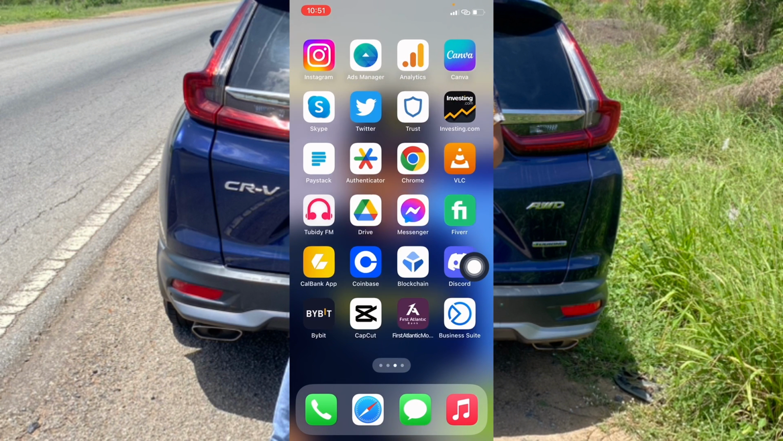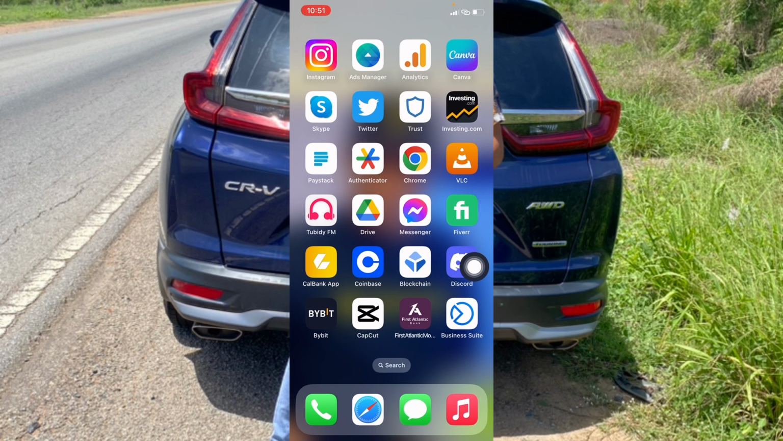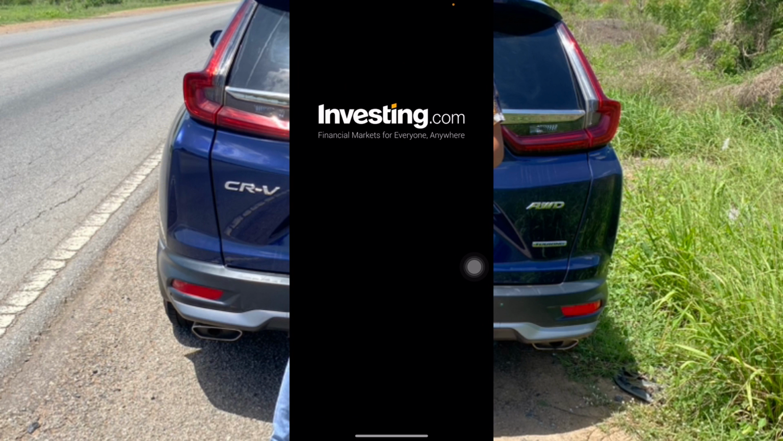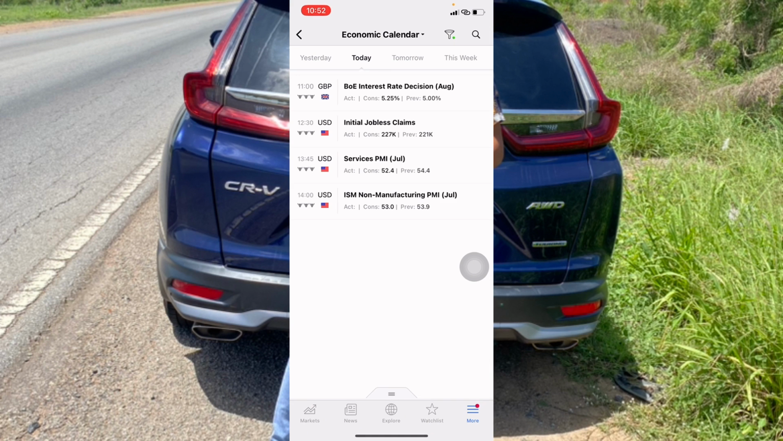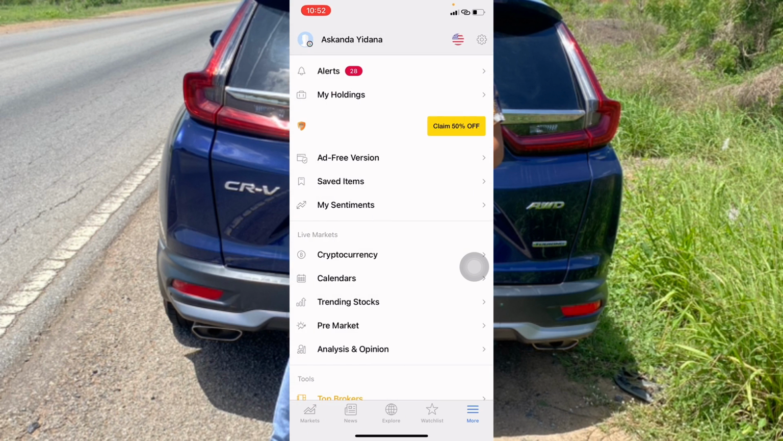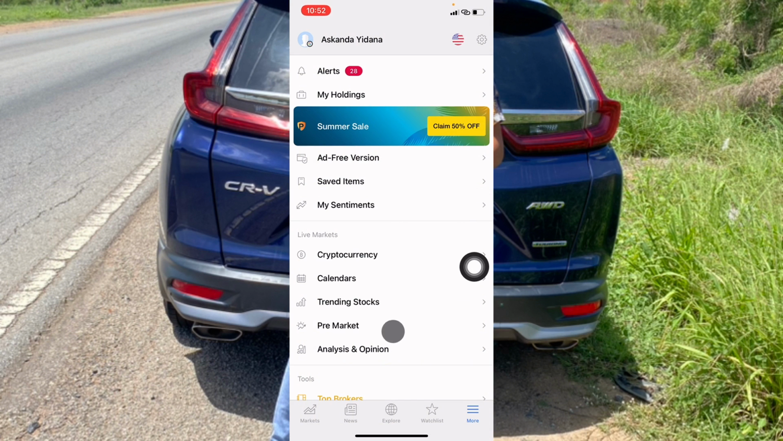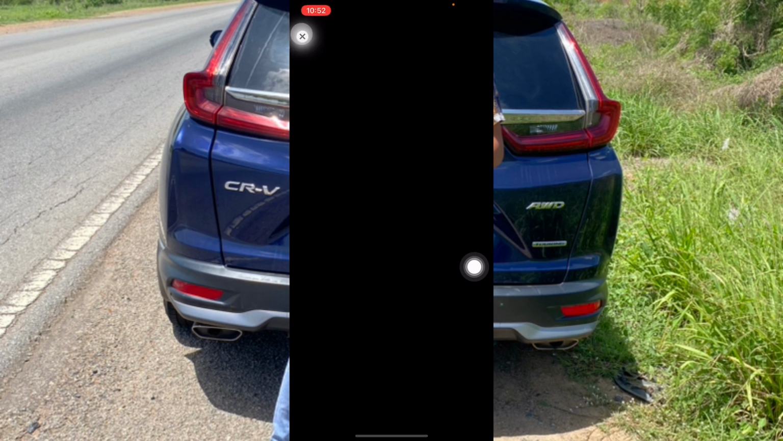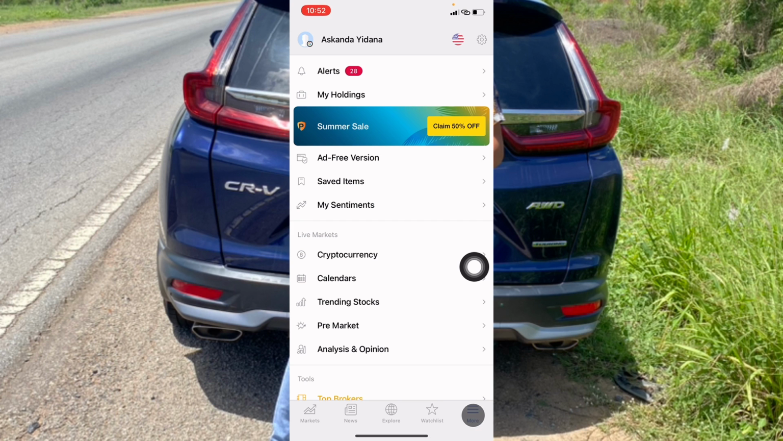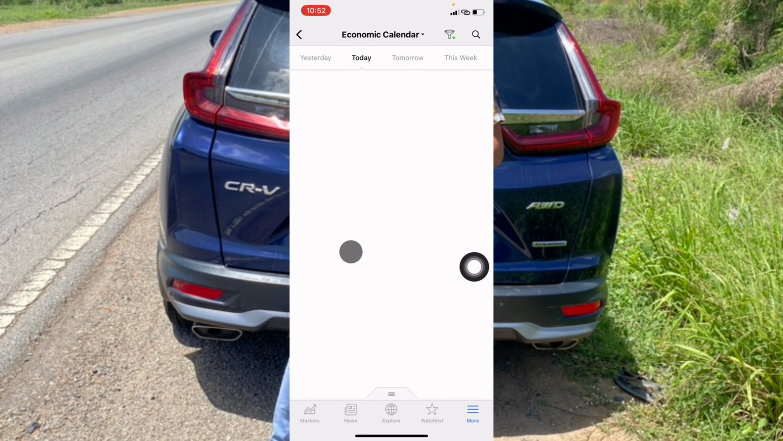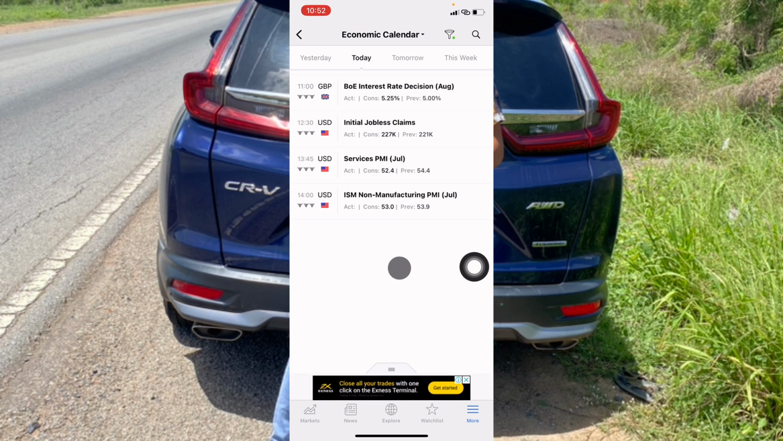Remember, I told you guys that today we have news. So this is the app that I use to check for news. You can go to the investing.com app. The app is available on Google Play Store and also on the Apple App Store. When you are on your investing.com app, just click on the more section. So let me cancel this ad. You click on the more section, then you go to calendar. The economic calendar shows us every month the news that are coming.